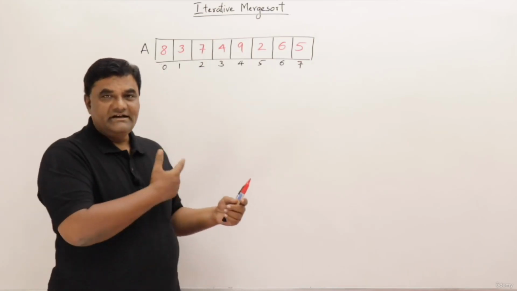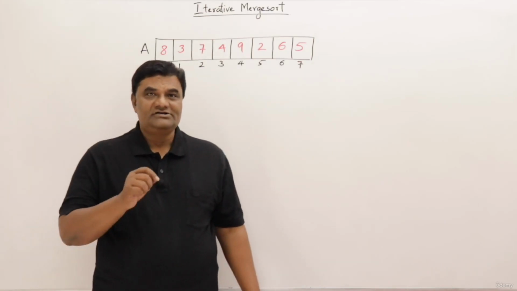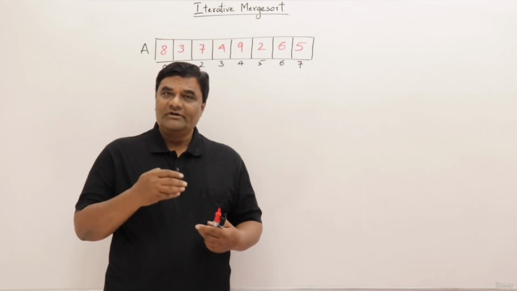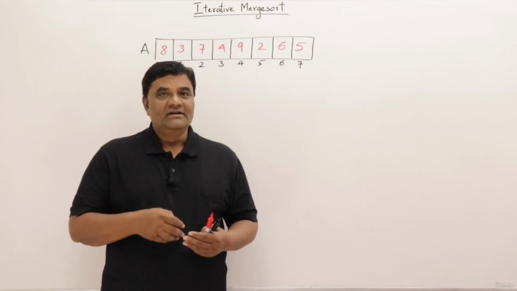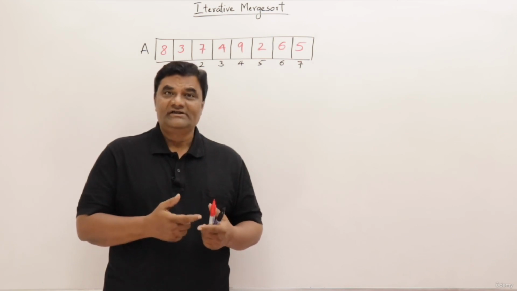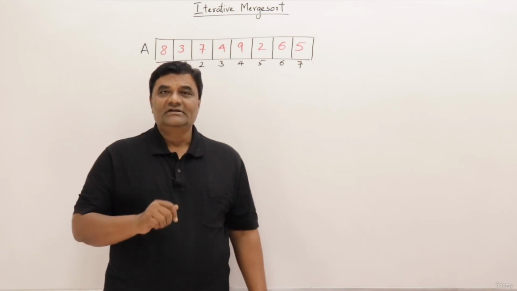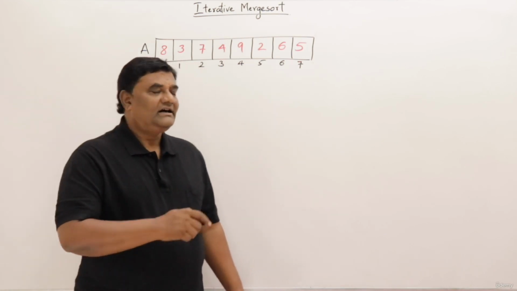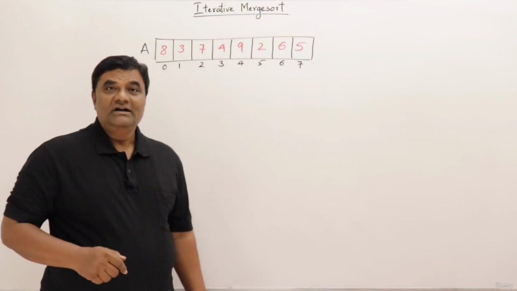Now the topic is iterative version of merge sort. This is two-way merge sort. Two-way merge sort can be implemented iteratively also, recursively also. So first we will learn iterative version. So for explaining merge sort, I have already taken an example array.